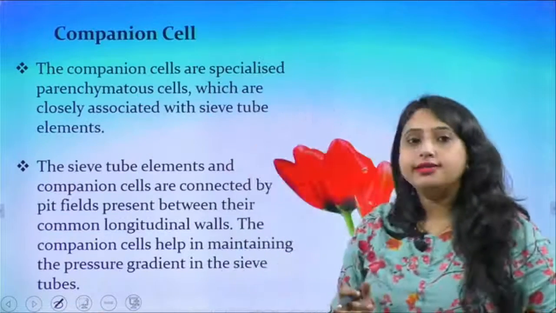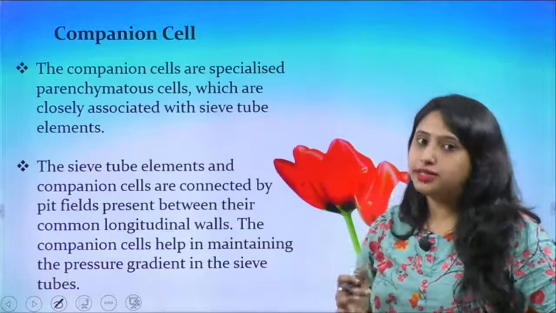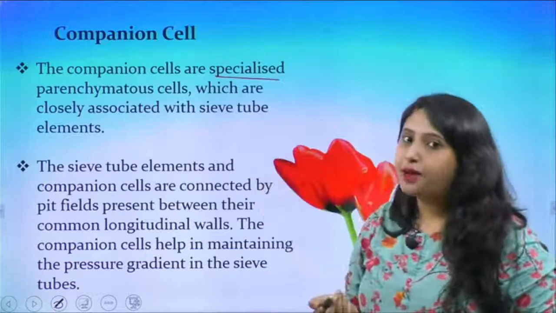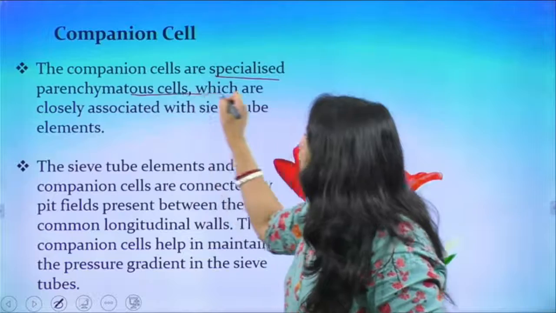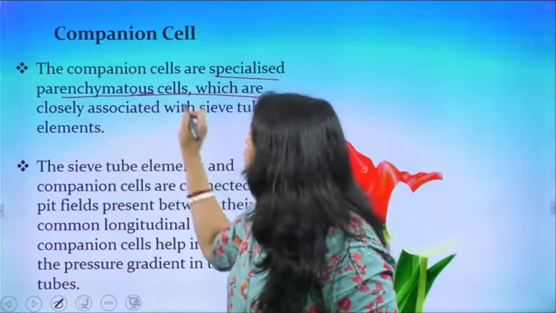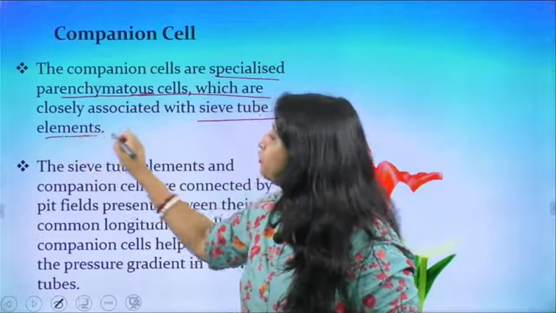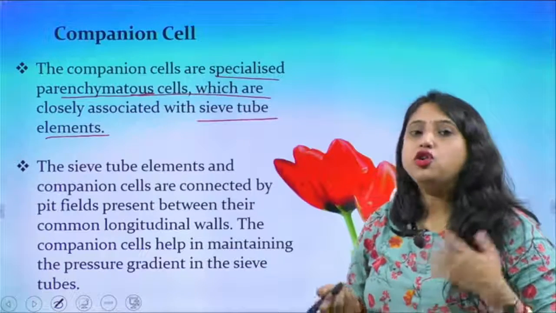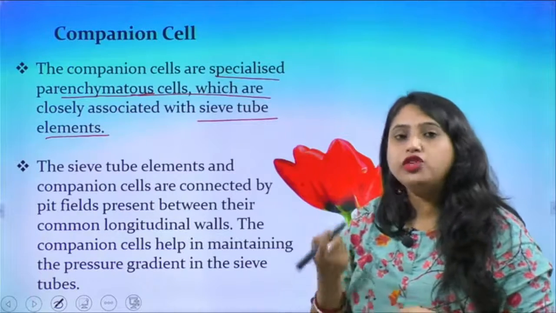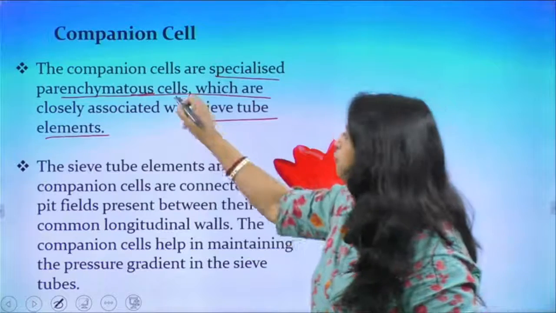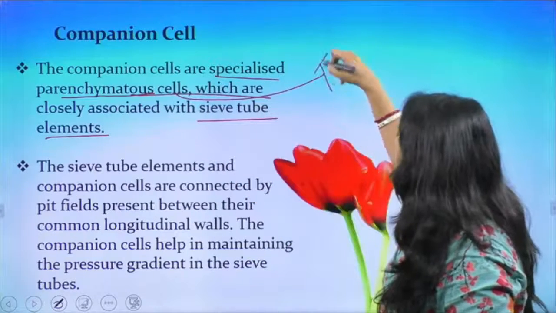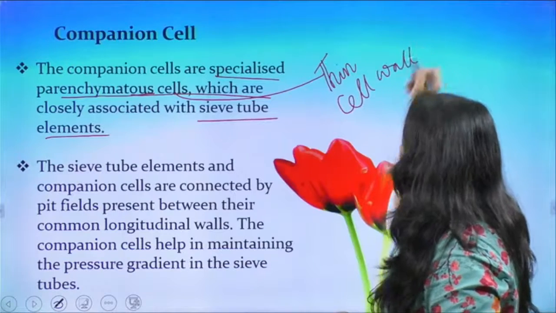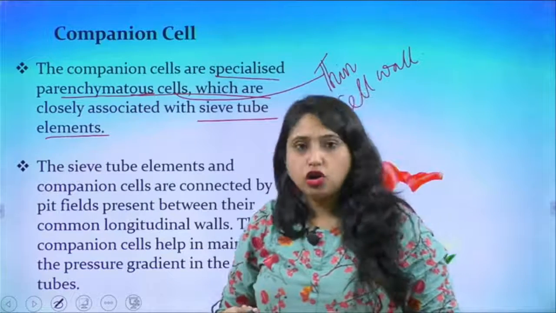Yes. Now let us learn about these companion cells. What are these companion cells? They are your specialized parenchymatous cells which are closely associated with the sieve tubes. So they are your parenchymatous cells. So when we talk about parenchyma, which type of cell wall will they have? They will have this thin cell wall. Alright. And they are responsible for storage.